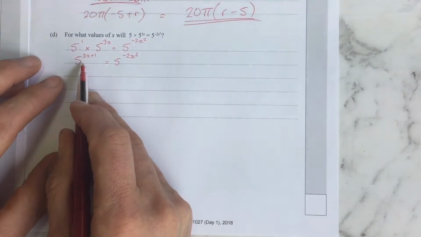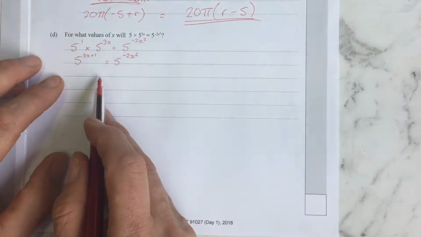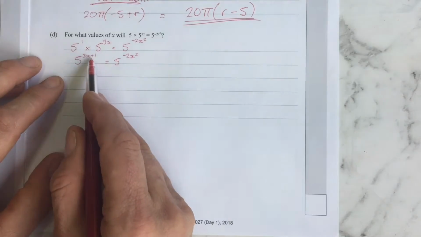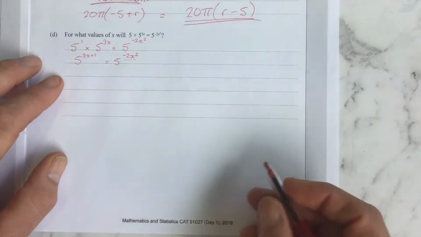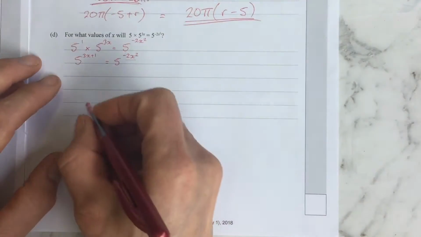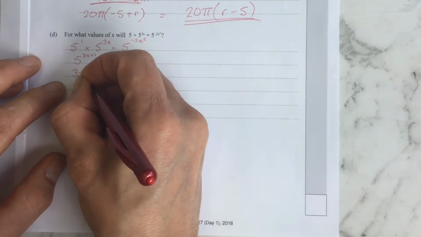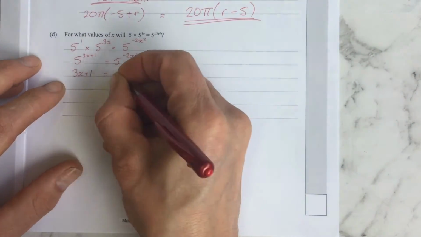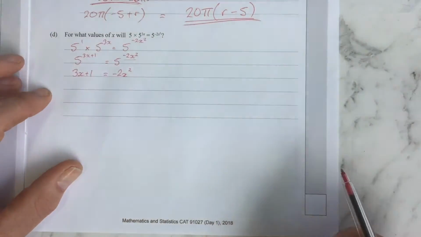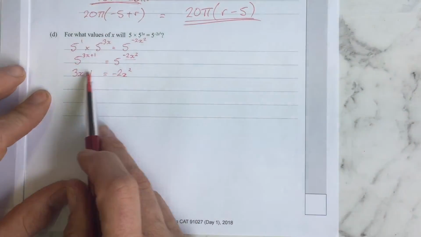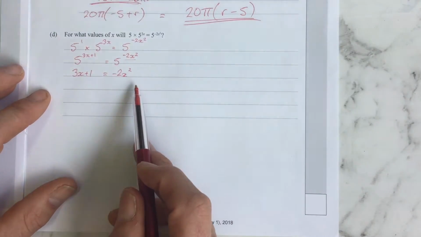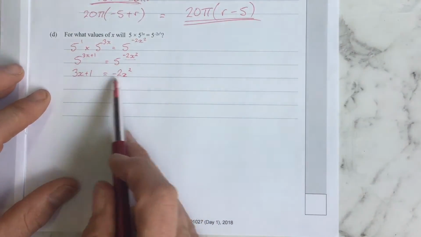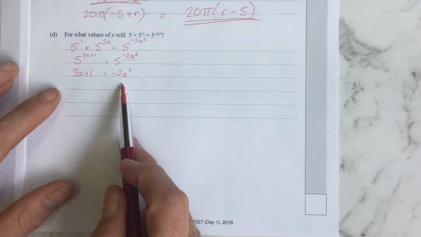Okay, so we need these to be equal, which means this must equal this, since they're both 5 to the power of that. So I know that 3x plus 1 must equal minus 2x squared. Well, this is a quadratic equation, and when we're solving quadratic equations, we need to first make them equal to 0. Well, this isn't equal to 0, so let's do that.